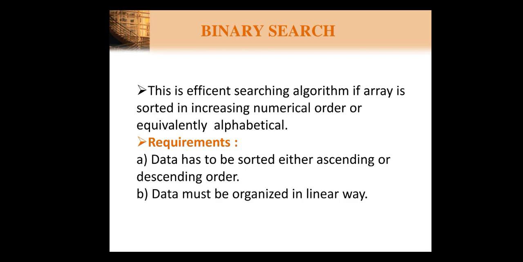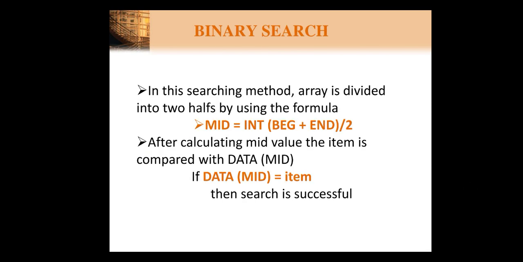If these two requirements are satisfied by the data list, then it is possible to carry out binary search on the given data. But if one of the requirements is not satisfied, that means if your data is sorted but not in a linear fashion, then you cannot carry out binary search on that data. Or if your data is in a linear fashion but not sorted, then you need to first sort the data and then carry out the binary search. So these are the two basic requirements for the binary search.